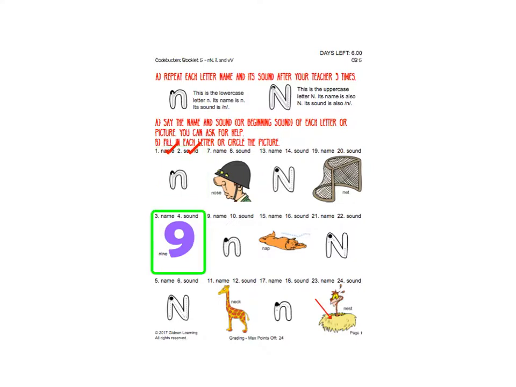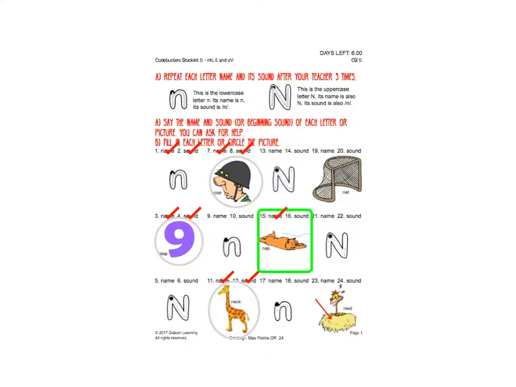The next one is a picture of the number 9. Its beginning sound is N. And now we can circle the 9. This is a nose. Its beginning sound is N. And we can circle it. Neck. N. And we can circle it. Nap. N. And circle it. Net. N. And then circle. Nest. N. And then circle it.